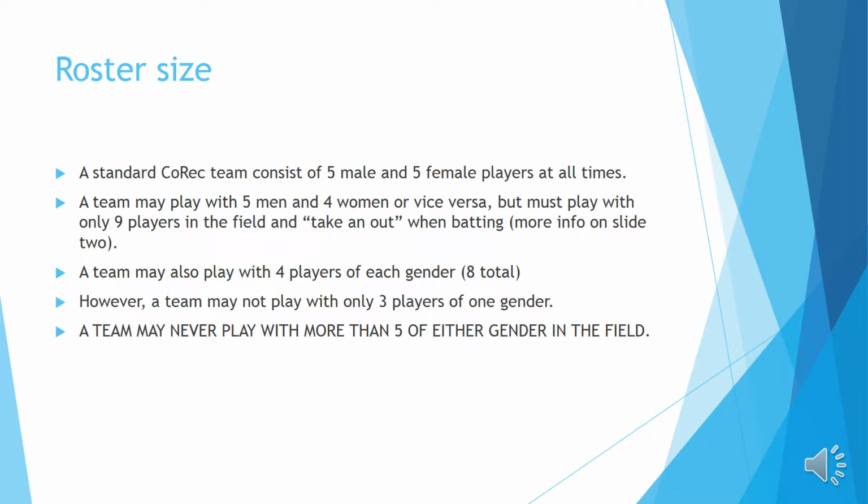However, a team may never play with only 3 players of one gender. A team must have 4 players of both genders in order to field a team. Additionally, a team may never play with more than 5 of either gender in the field.